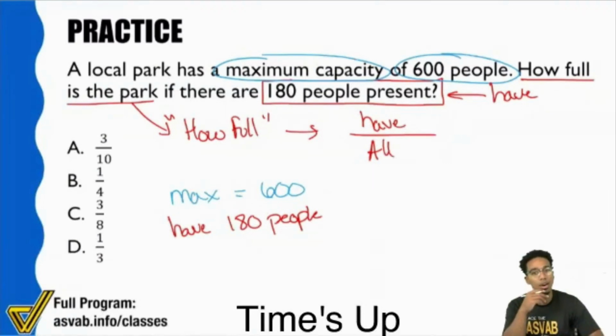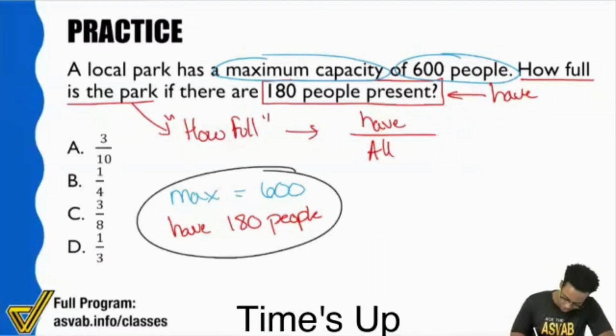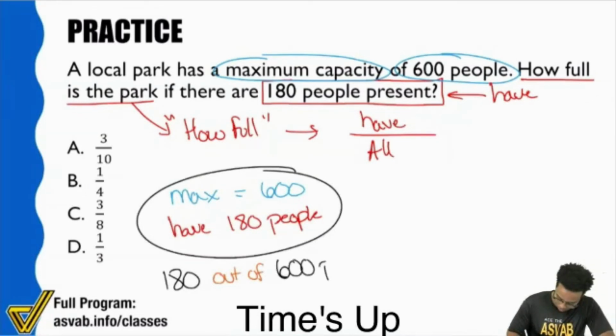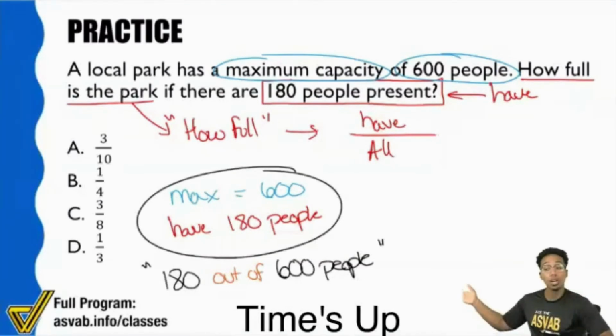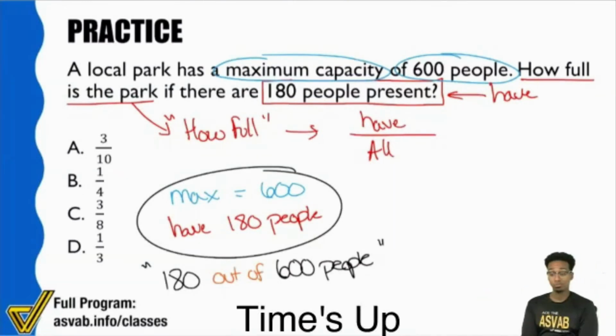Everybody, the word out or the phrase out of means what? Divide. So what we're saying here, this right here means 180 out of 600 people. Everybody, is that a fair way to write that in English? Is that a fair way? I'm not trying to trick you. That's fair, right? In English, we got 180 out of 600 people.